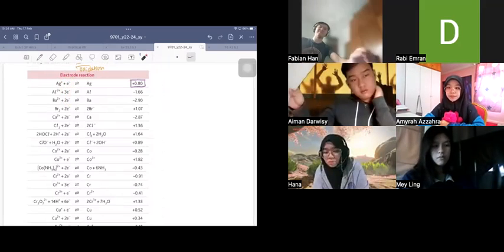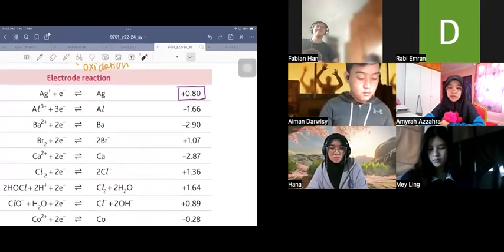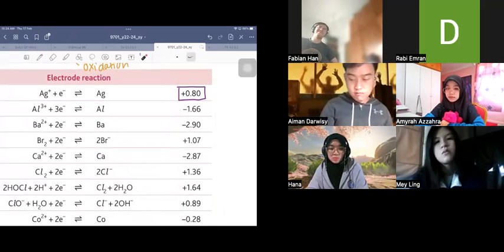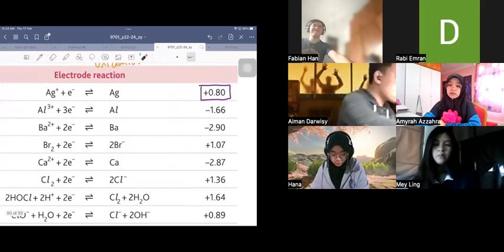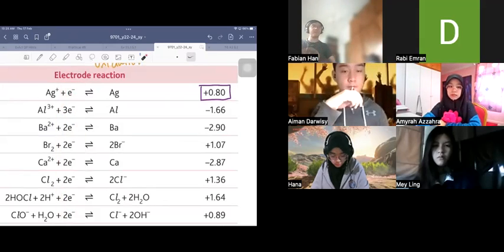syllabus. Now your E note values are these numbers. They come in positive values and negative values. The way that your half equations are written, if you notice, the electrons are on the left side, which indicates you gain electrons. It's a reduction equation.